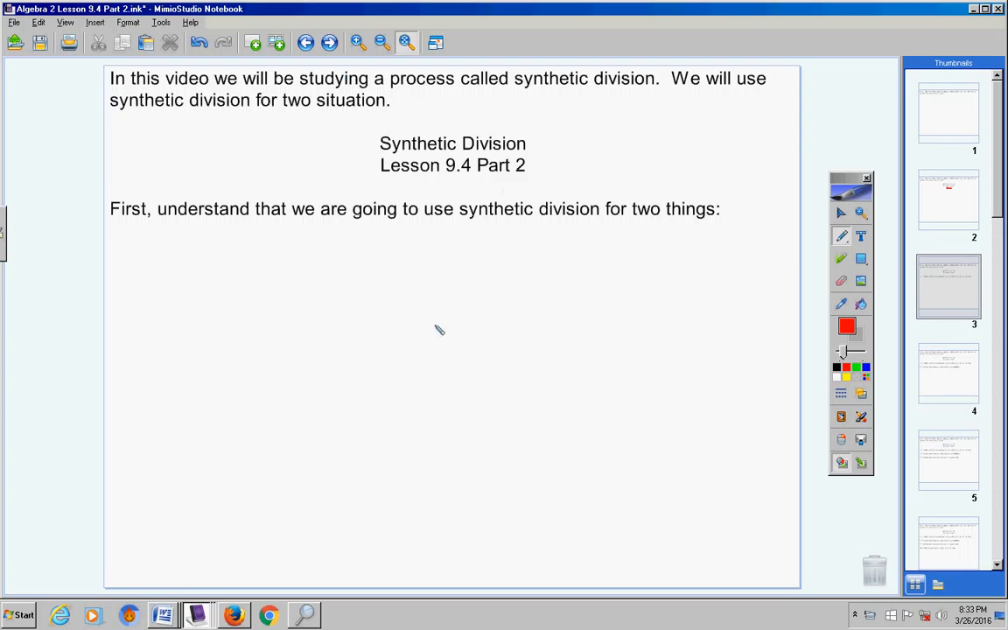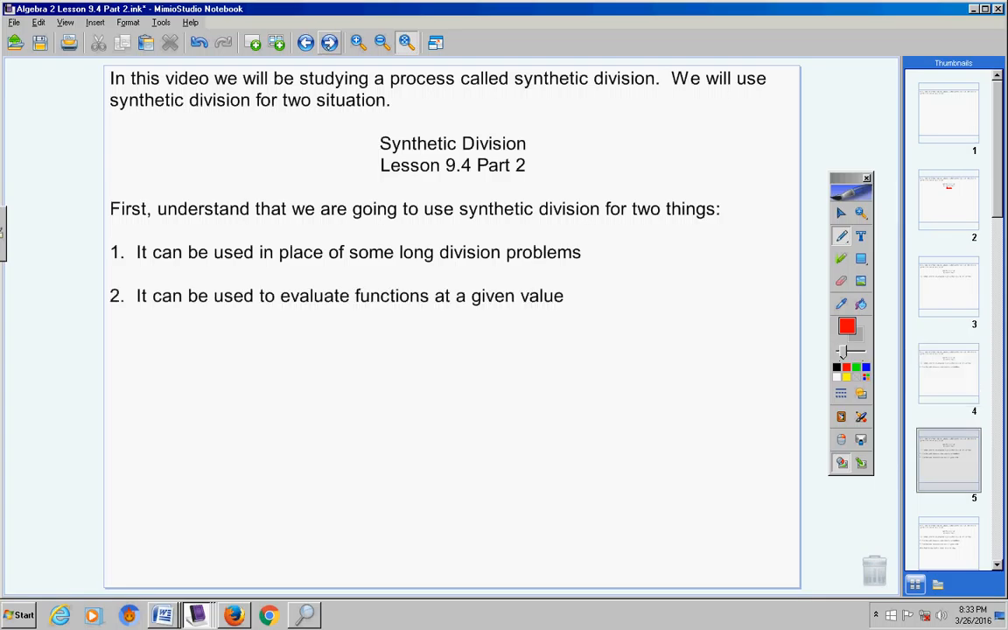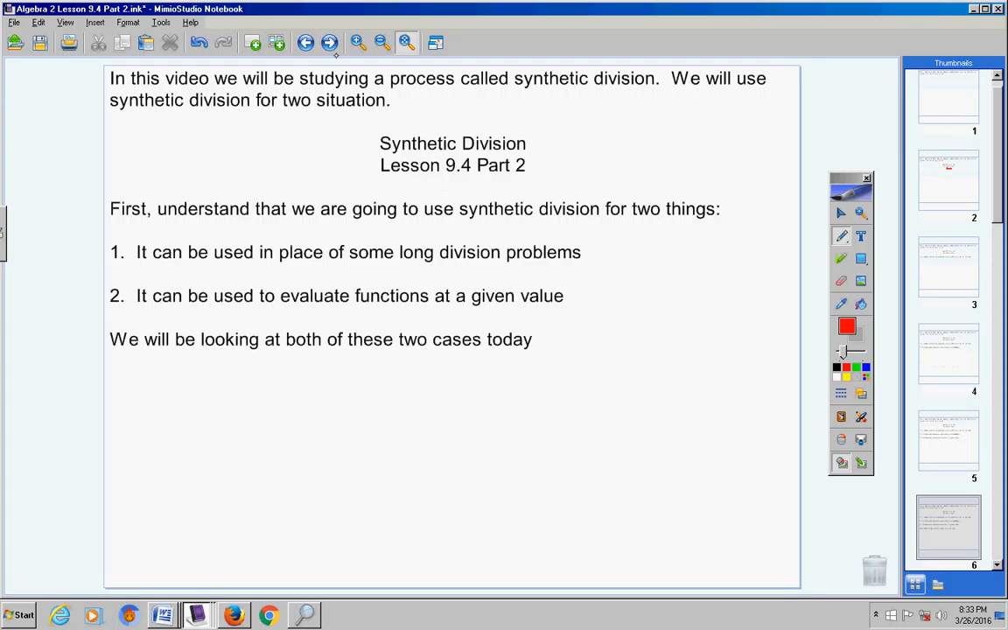Now first, understand that we are going to use synthetic division for two things, okay? Here they are. Please copy these down. We are going to use synthetic division in place of long division. Now that cannot always be done, but in some long division problems you can use synthetic division, which is much faster, much easier, okay? And we can also use synthetic division to evaluate functions at a given value. Now I'm going to explain both of these things later, but that's what we're going to use synthetic division for today. Alright, now we're going to be looking at both of these two cases today.